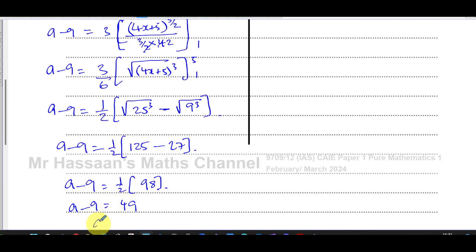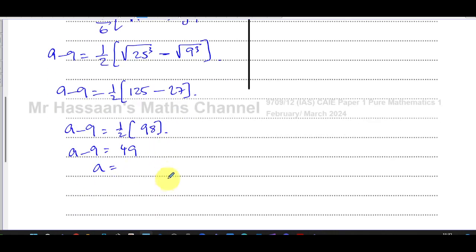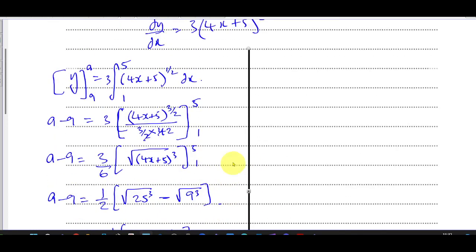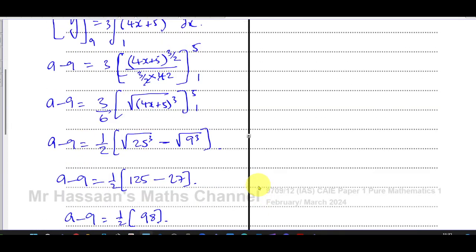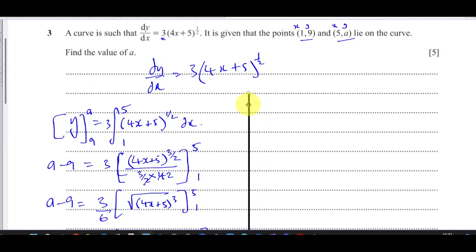Okay, therefore a is equal to 49 plus 9, which is 58. So a is equal to 58. And there's the answer, using that method where I don't have to use plus C. I'm using definite integration to find the value of a. I personally prefer this method myself. Okay, but I'm going to also show you the other method, which is where you use plus C.